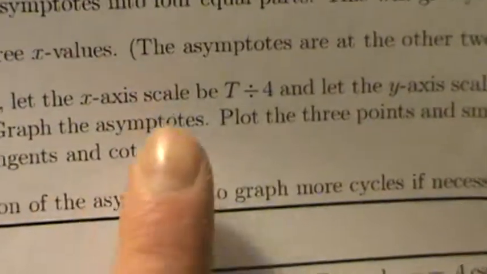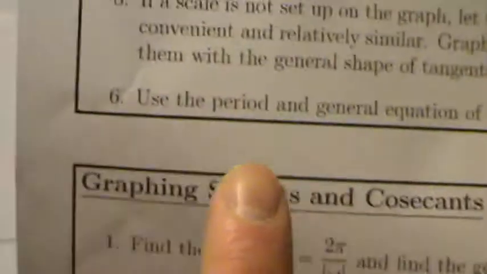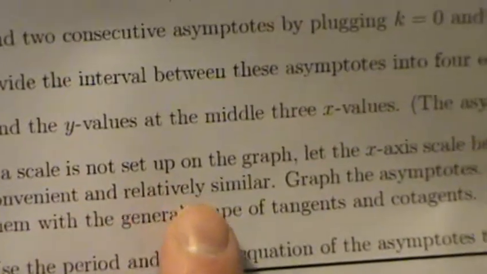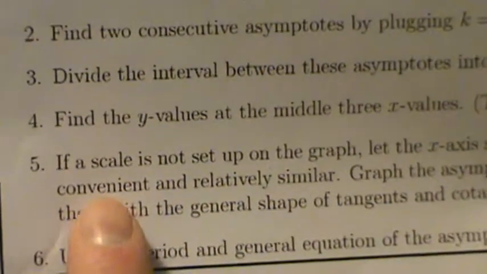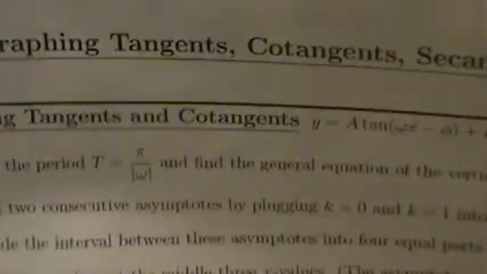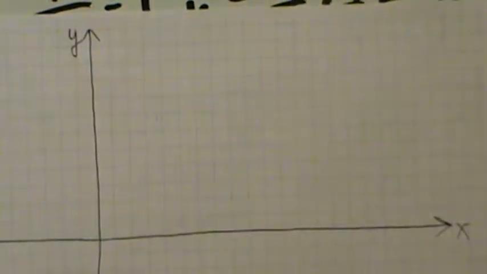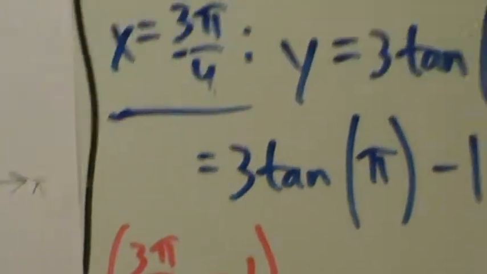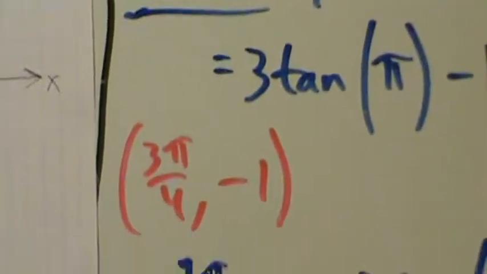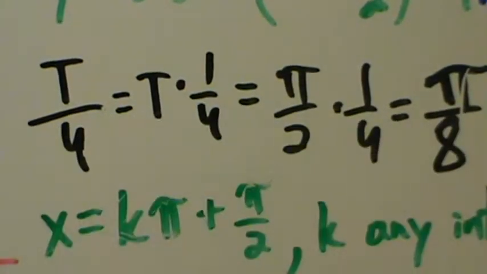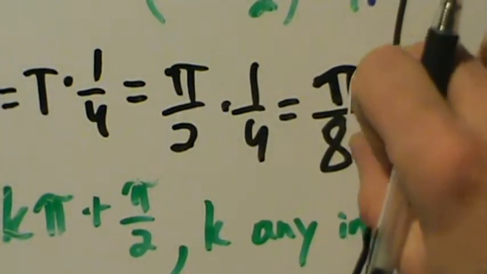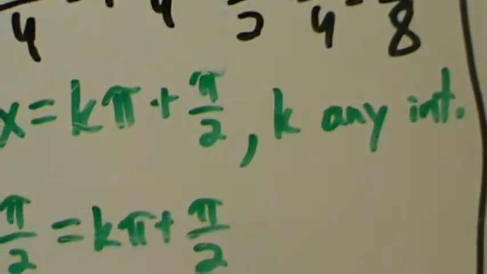So remember, let the x-axis scale be t divided by 4, and let the y-axis scale be something convenient and relatively similar. So what does convenient mean? Don't let the y-axis scale be something crazy and goofy. Let it be convenient as far as your y-coordinates go. Our y-coordinates are -4, -1, and +2, so we shouldn't use something like pi over 8 for the y-axis scale. That'd be weird.